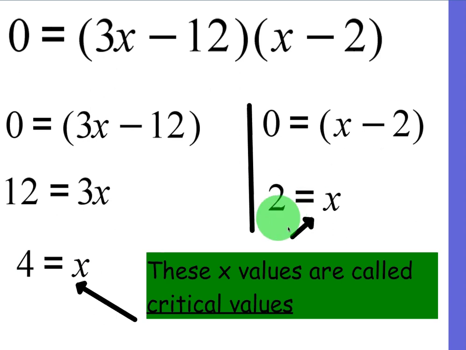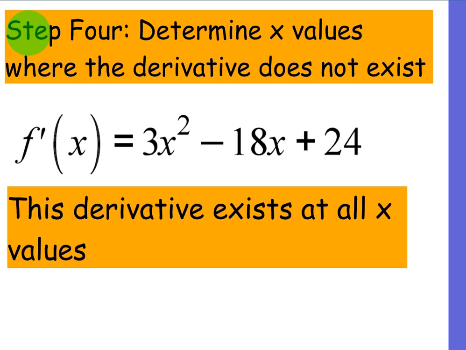Now, I want you to understand this as well. You can have critical values and not necessarily critical points. In order for these to be points, I have to be able to plug them back into the original, and they have to give me a y value back. And you will find sometimes you'll find a critical value, you'll plug it back into the original function, and it'll be undefined. In that case, it's just a critical value. It's not an actual critical point. So keep that in mind.